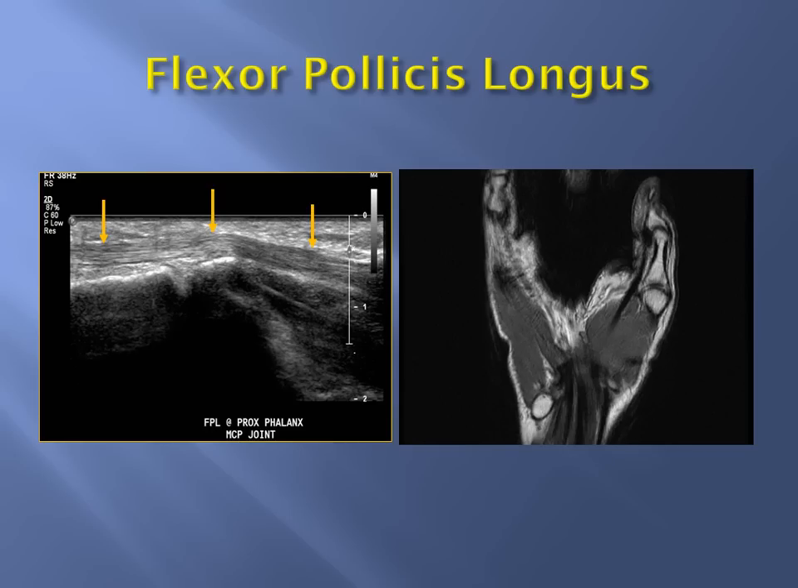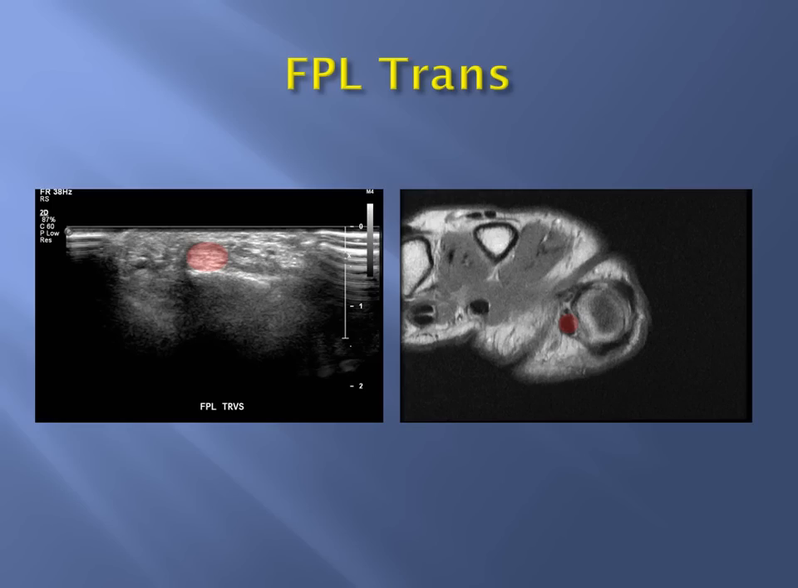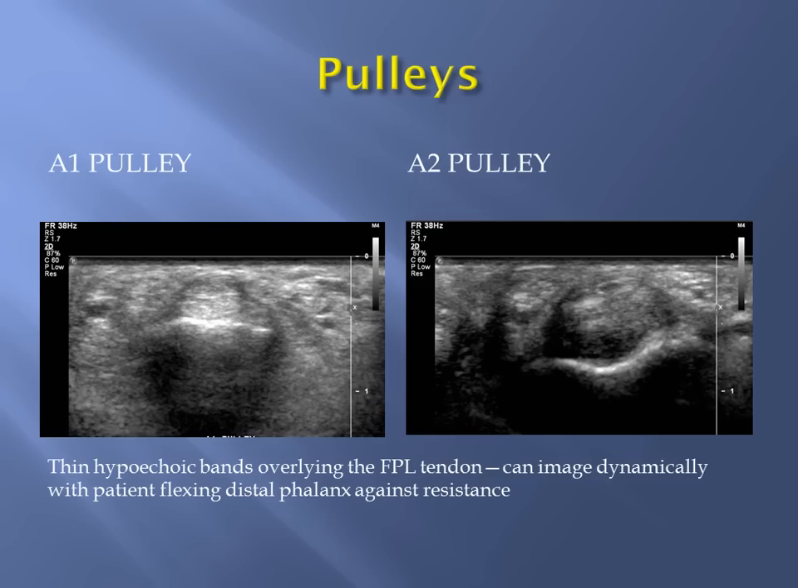And a corresponding MRI image. This is a transverse image of the FPL with both ultrasound and MRI. Remember that the flexor pollicis longus courses between the two sesamoid bones. There are two annular pulleys of the thumb, the A1 pulley at the metacarpal phalangeal joint, and the A2 pulley at the interphalangeal joint.